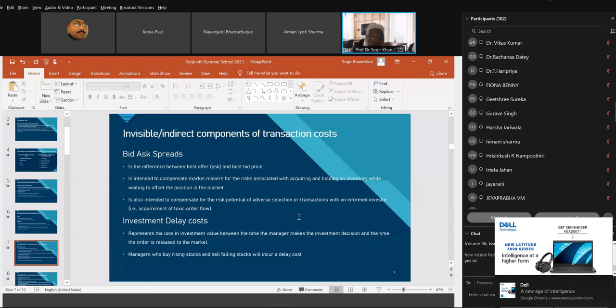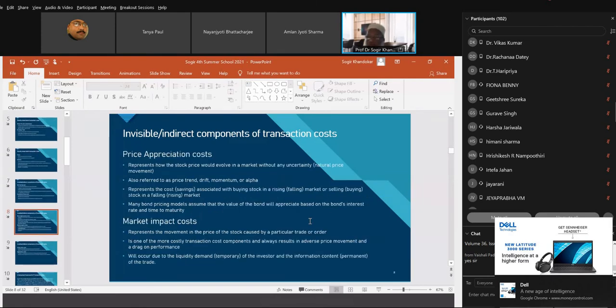Next is the price appreciation cost. This cost represents how the stock price could evolve in a market without any uncertainty, that is, the natural price movement. It is also referred to as price trend, drift, momentum, or alpha.